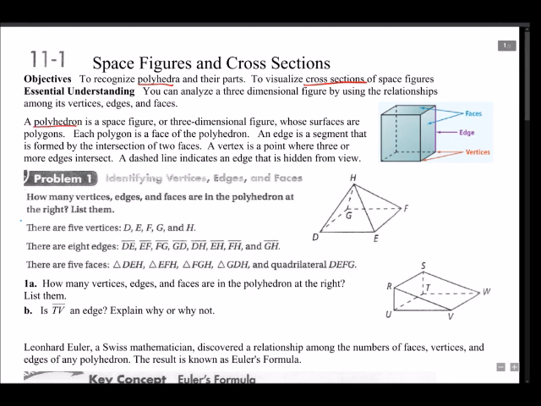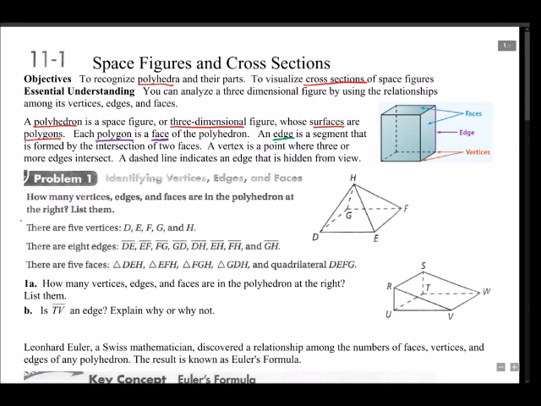A polyhedron is a space figure, which means that it is a three-dimensional figure whose surfaces are polygons. So if we look over here at our figure, we can see that it's a three-dimensional figure and it is made up of quadrilaterals, which are polygons. Polyhedron is a three-dimensional figure. Polygons are two-dimensional figures. Each face of the figure is a polygon. So our flat surfaces here are called faces.